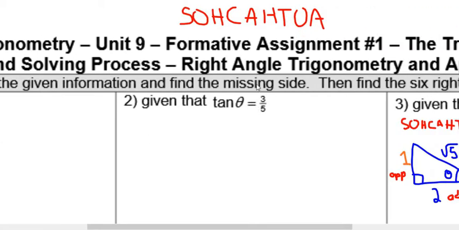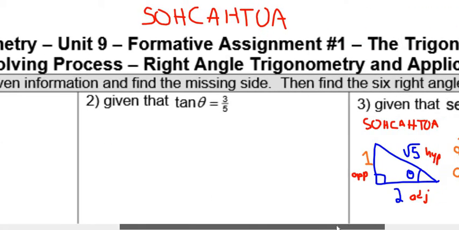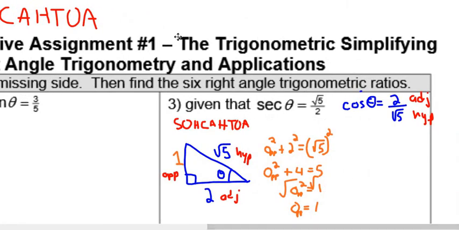This one's tangent, so you know it's opposite over adjacent. This one I gave you secant. The first thing you want to realize is that secant is not something we actually use a lot in calculations. It eventually develops into a graph that's important, but for calculation's sake, there's no mnemonic device for secant. The mnemonic device is that sine is opposite over hypotenuse, cosine is adjacent over hypotenuse, and tangent is opposite over adjacent. There's no secant in here.